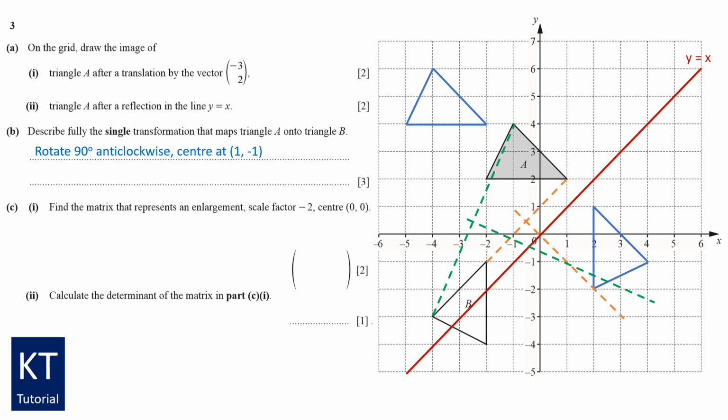Next, find the matrix that represents an enlargement, scale factor -2, center (0, 0). This is the 2x2 matrix, -2, 0, 0, -2. Next, calculate the determinant of the matrix in part C1. This is AD minus BC for the components A, B, C, D of a 2x2 matrix. This comes to 4.